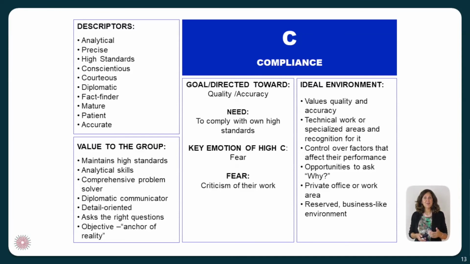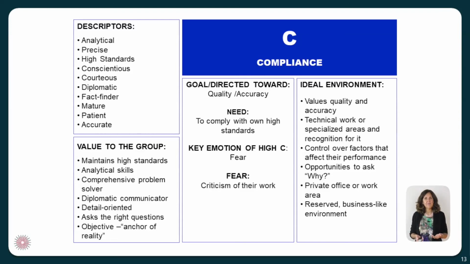So it's very important, if you have a high C reporting to you, that you walk a little bit more delicately in giving feedback to a high C. They're already going to be looking at what they did wrong. They're already going to be hard on themselves. And so they don't need a supervisor or manager to come behind them and add to that pressure that they're already putting on themselves. Let's look at the ideal environment for a C.